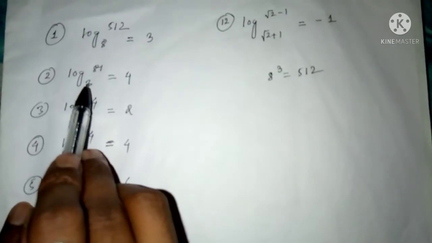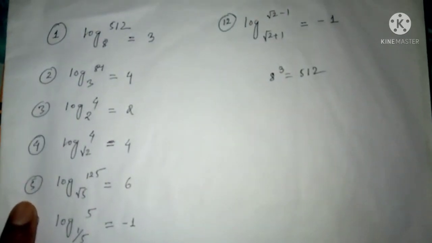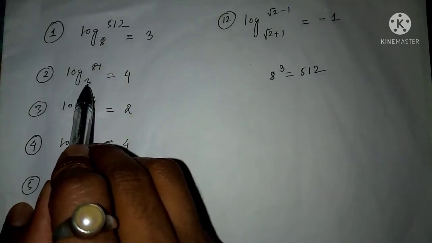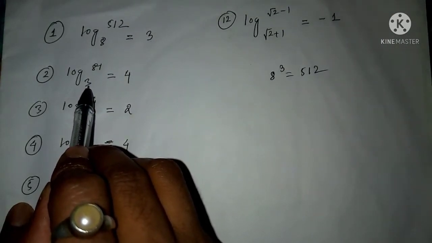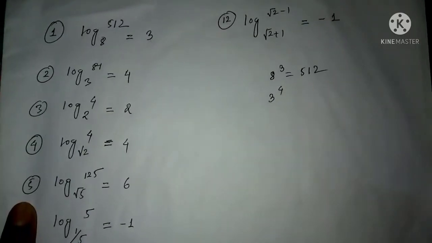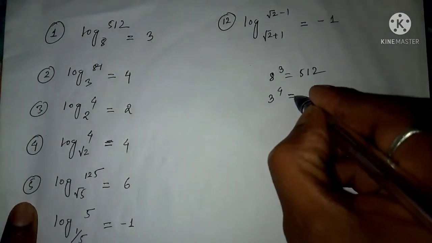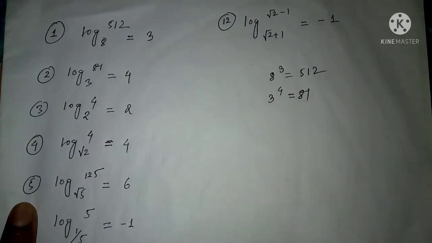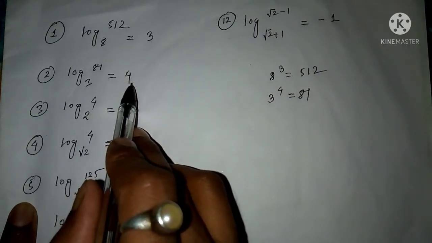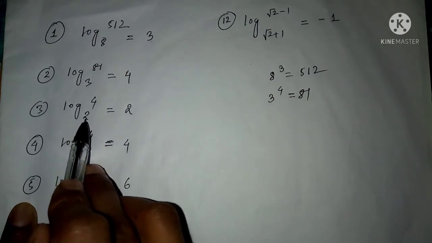The second is what power of 3 gives us 81. It is definitely 3 to the power 4. 3 to the power 4 gives us 81. So our answer is 4. Next, log base 2 of 4.